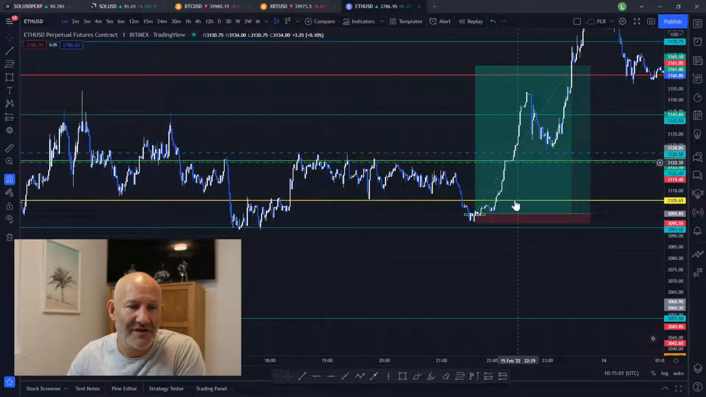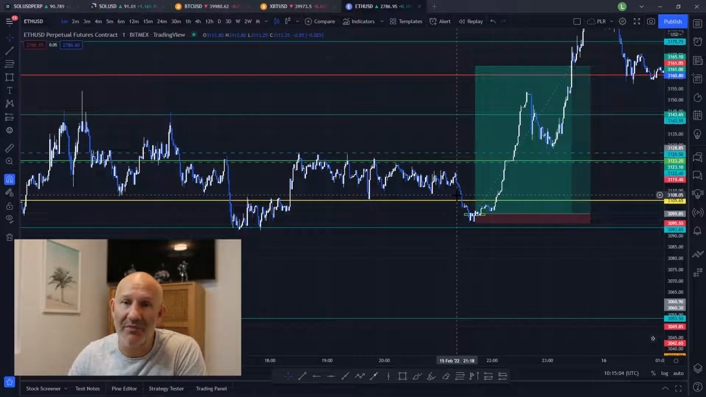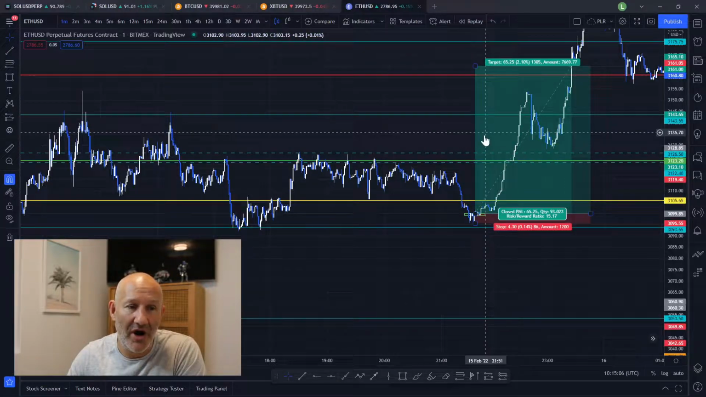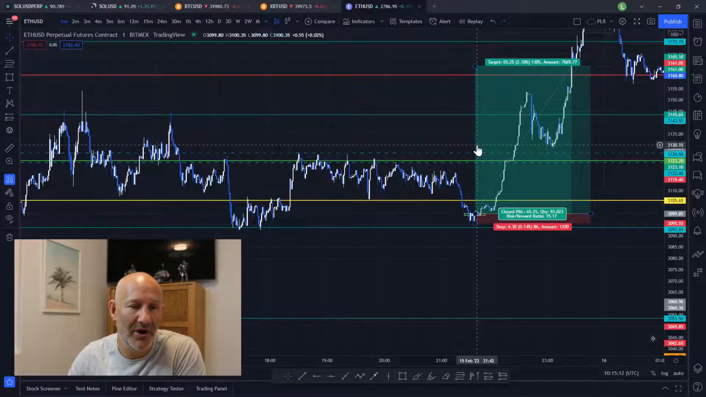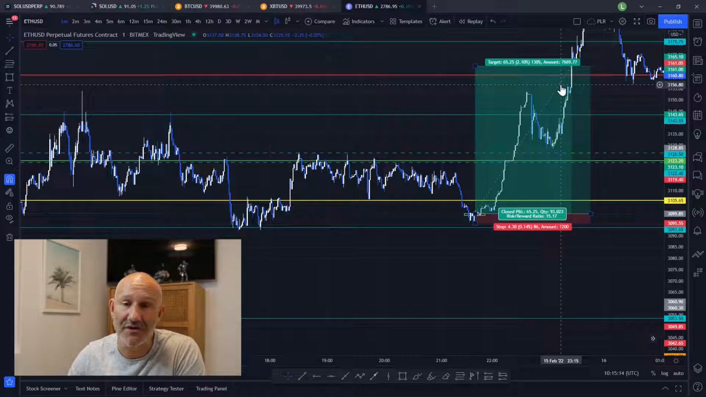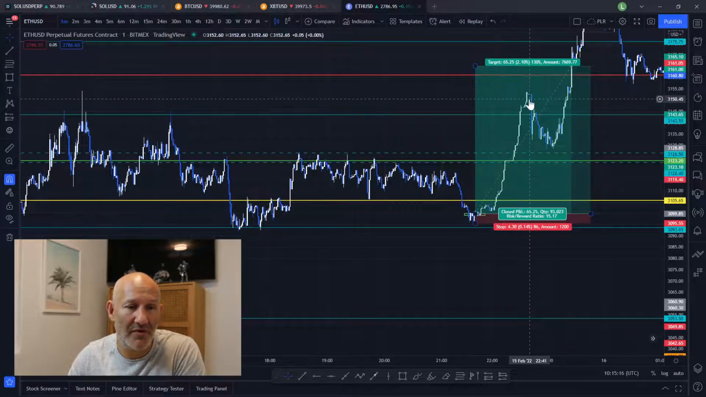So you can see that with this kind of setup, it is possible to just go from range to range if you really catch it right. And if you've got those levels set out correctly, you get your bias right, and the market just goes completely in your favor, it's quite possible to get that kind of return.